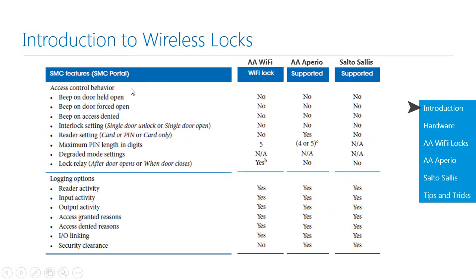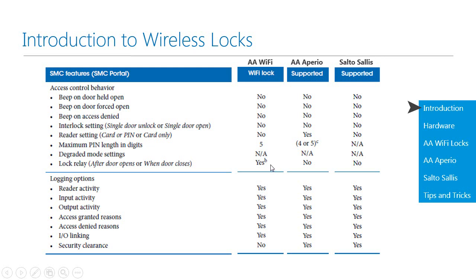Now, taking a look at the access control behavior, it's generally the same between the locks, where we can see that beeping is not supported on any functions, and interlocking is also not available. The Aperio locks can be configured to use card and PIN, or card only. You can see right there, that's the only one that can do that. And the lock relay can also be configured on the Wi-Fi locks, as we can see. Those are the exceptions between the different types here.